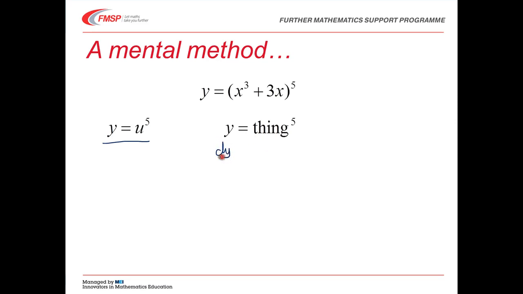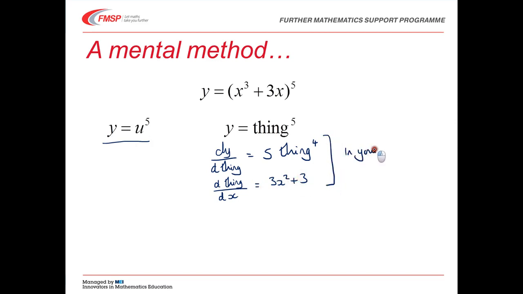And when I differentiate y with respect to thing, I get 5 thing to the 4. Now this is what you'd be expecting to think in your head. You wouldn't be writing this down because this isn't good maths. What I'm trying to do is to get you a method for doing this in your head. So using the chain rule, you'll then differentiate thing with respect to whatever variable we're working with, which is x. And that's what's in the bracket. That's 3x squared plus 3. So all of this is supposed to be in your head.